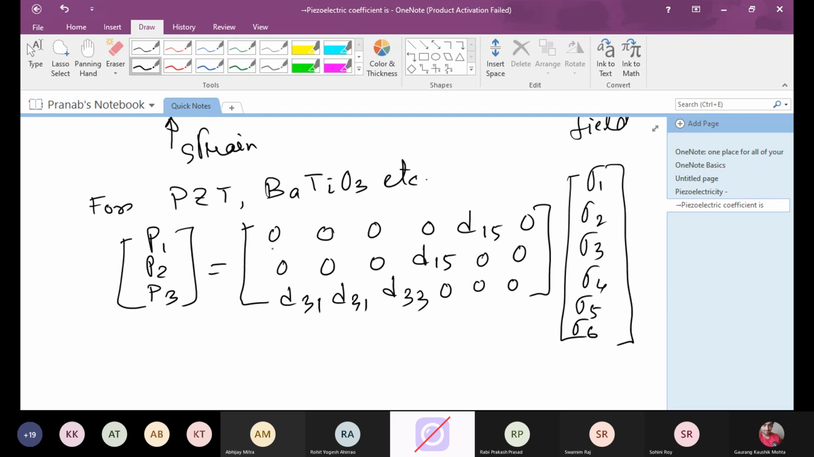So for the first class, let us stop here. Tomorrow again we shall continue our discussion on piezoelectricity, maybe a little bit about the piezoelectric effect. We shall go more into the circuit aspects of piezoelectric sensors and devices.